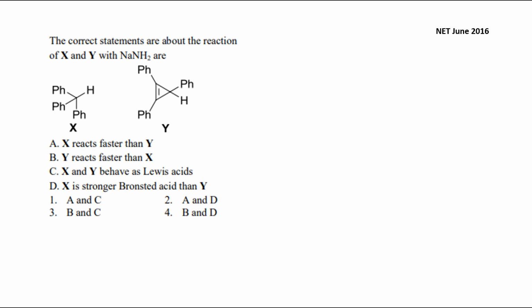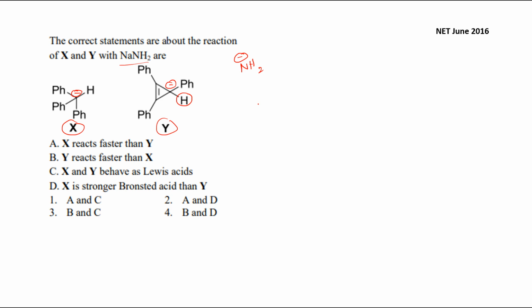Correct statement about the reaction of X and Y. We have two species given, X and Y. It is reacting with NaNH2. NaNH2 is nothing but a base. The NH2 minus amide ion will capture this H. Now when this H is removed, there is a negative charge here.